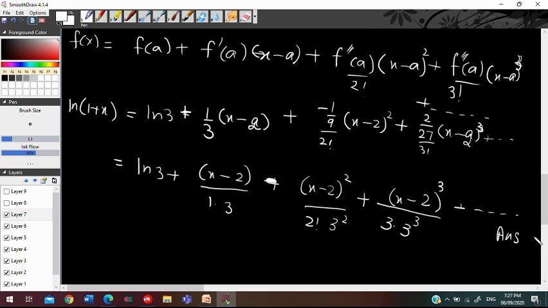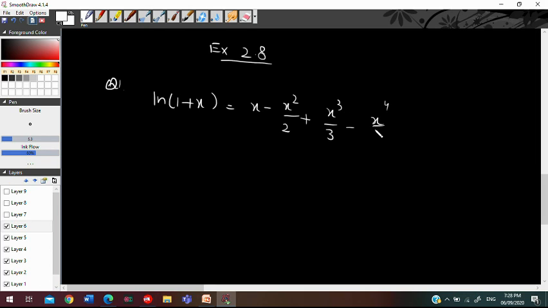Now I start the exercise. You can see some questions from the exercise. Now here we have exercise 2.8. Apply the Maclaurin series expansion to prove that. Question number 1: log of (1 plus x) is equal to x minus x square by 2 plus x cube by 3 minus x 4 by 4 plus, and so on. So this is the first question from exercise 2.8.